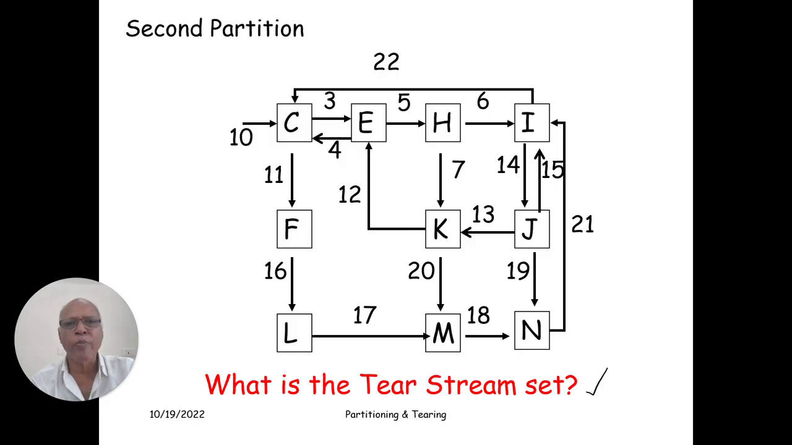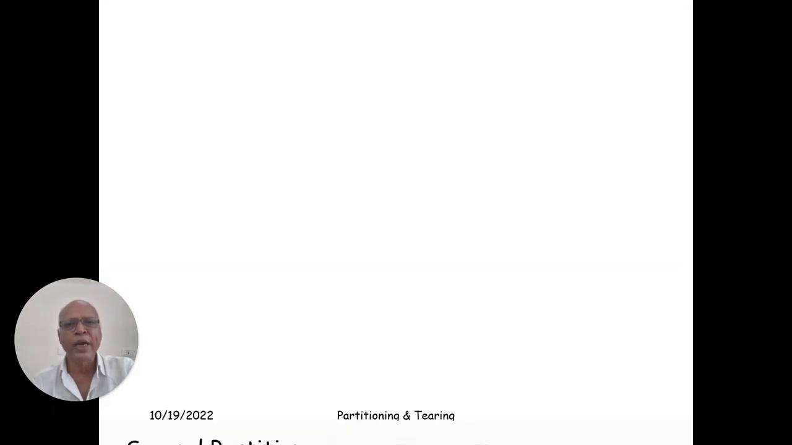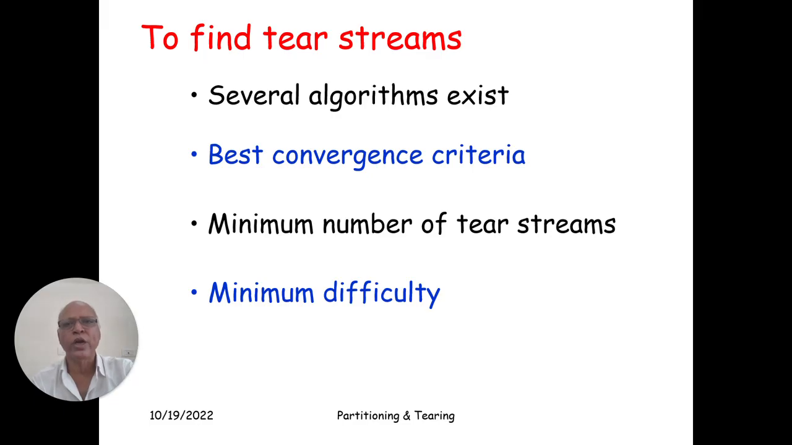Now can you come up with the minimum number of tears required to solve this particular partition or this particular flow sheet? It may not be that easy like what we did in the previous case. Again, even in the previous case, we had 3 different alternatives. Here, there may be many more alternatives. Now, typically, when you want to tear, there are several algorithms, though I may not be talking about all of them.